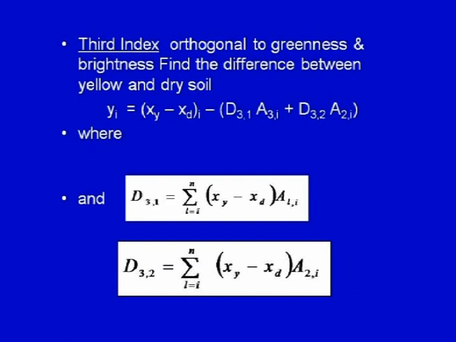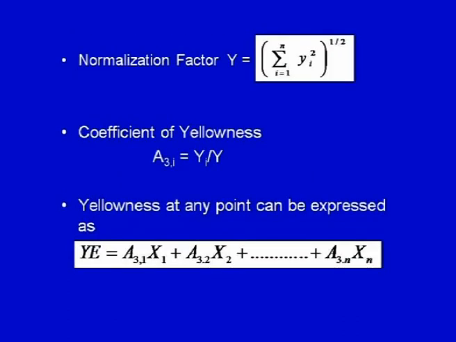D32 in a similar manner as it was defined in the previous case when we were looking at greenness. Having done this, we can now work out the normalization factor y, determine the coefficients of the yellowness and find out the yellowness at each of the points. One thing to remember here is that in order to test the orthogonality, the coefficients of the first two components, if multiplied respectively, the sum total should come out to be 0 or close to 0.